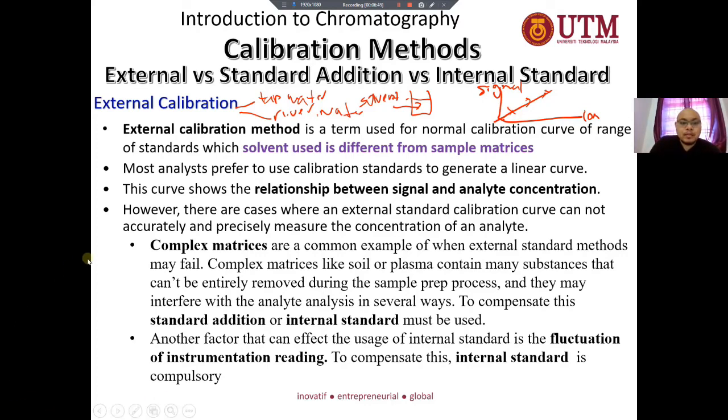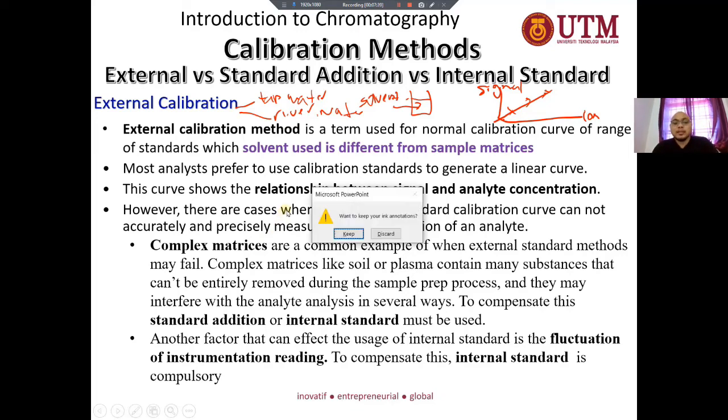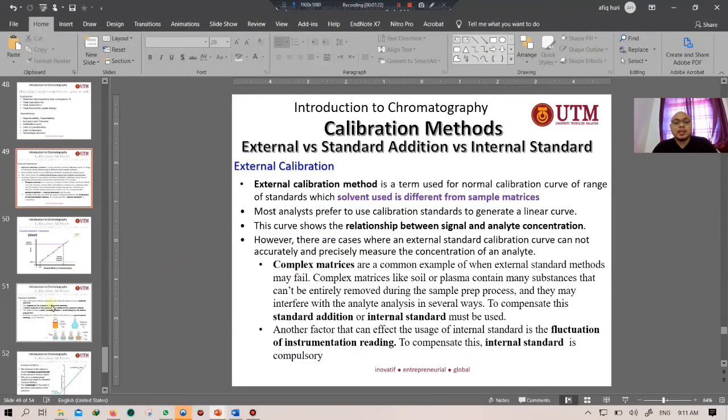But I just want to say here, it is not necessarily so that when you have a complex matrix, you cannot use the external calibration method. You can use external calibration if you have a very good extraction method. If your extraction method is able to remove the interference as much as possible, then you are able to use the external calibration method. So how do we determine whether we can use external calibration or not?